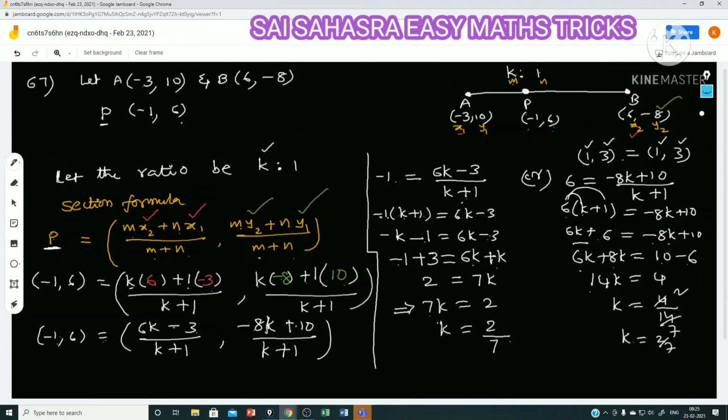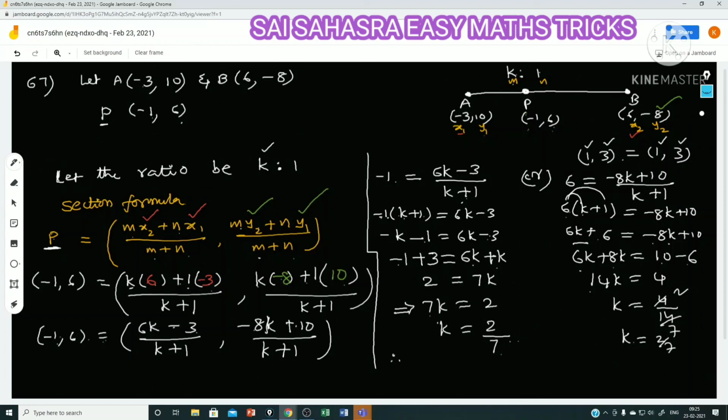Are you getting the same answer or a different answer? Yes, clear everyone? So in calculation, in examination, either you can do this one or you can do this one. Any one you can do. You need not do both. If you do the left side, x coordinate equal to x coordinate, you get k value 2 by 7, or y coordinate equal to y coordinate, you also get k value 2 by 7.